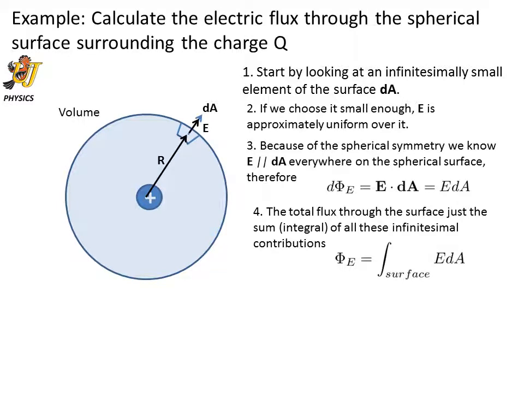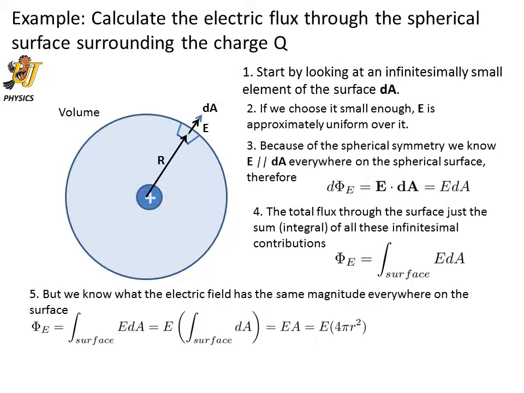To get the total flux through the entire spherical surface, we must now add up all the tiny contributions to the flux through all the tiny surface elements dA. And this just results in an integral over the quantity EdA. We can simplify this further by noting that the electric field produced by a point charge has the same magnitude for the same distance away from the source charge. Therefore, if we evaluate the electric field at all points on a spherical surface, which are equidistant from the source, we know that the electric field magnitude will be constant, so we can take it out of the integral.